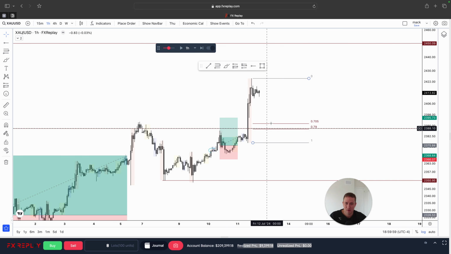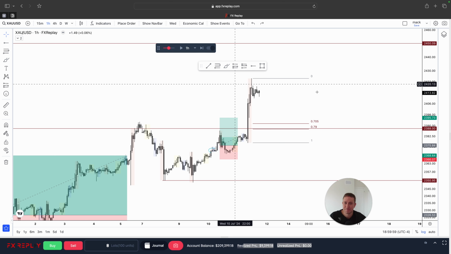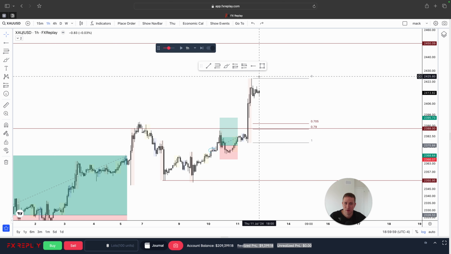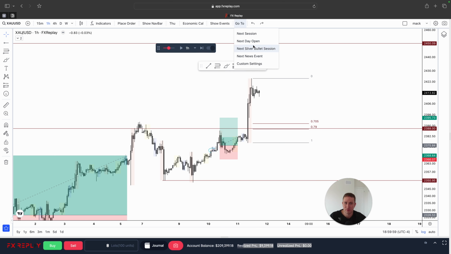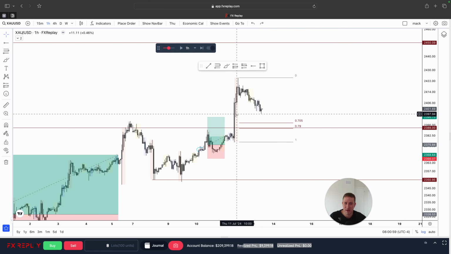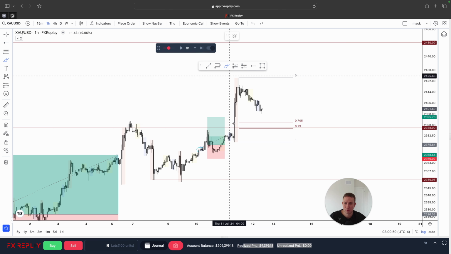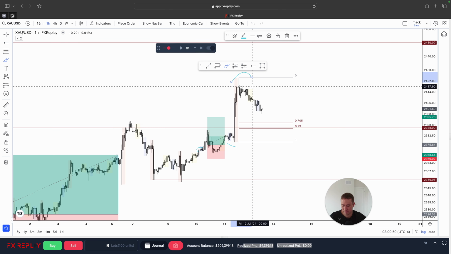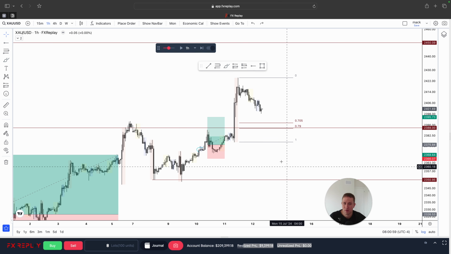Okay. So now we've created this new leg from here up to here. And now I want to see some sort of retracement into this region to long price up into. Okay. So now we can go to next day open. Nice. I like how we have an imbalance over here as well. If you know how I trade, you know what I'm talking about.